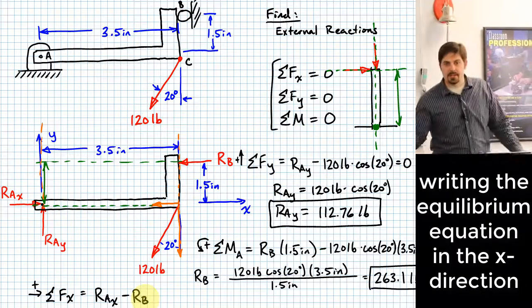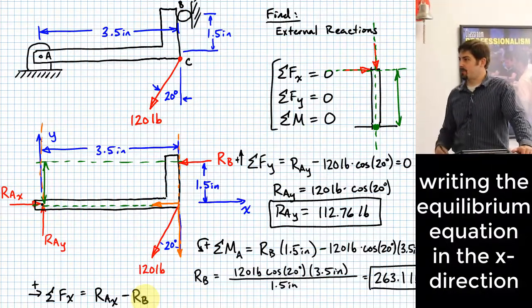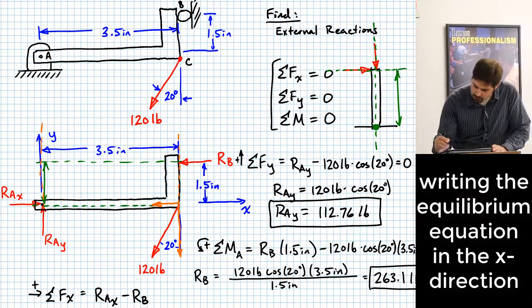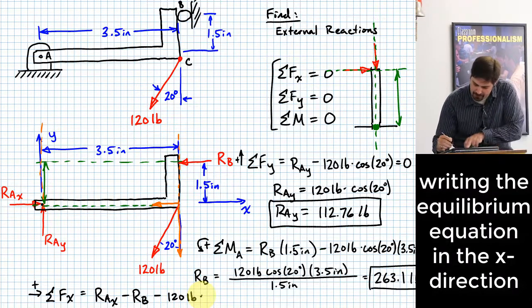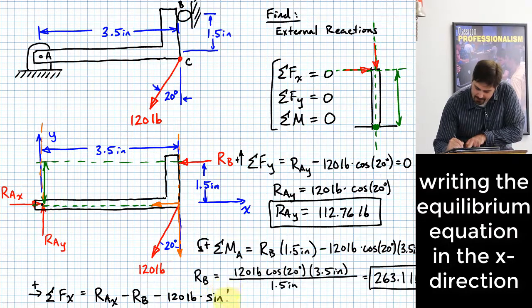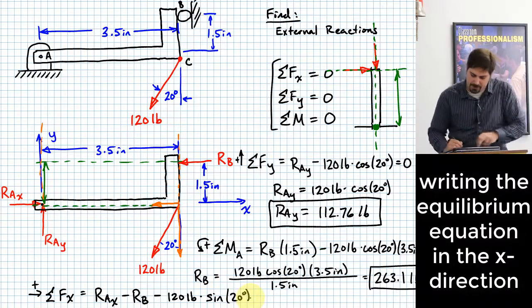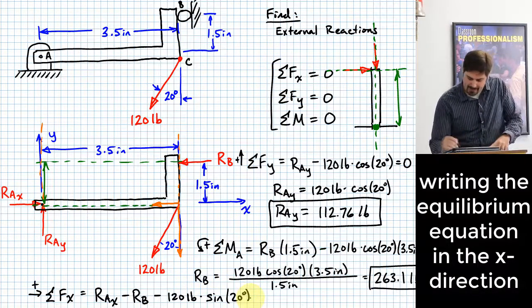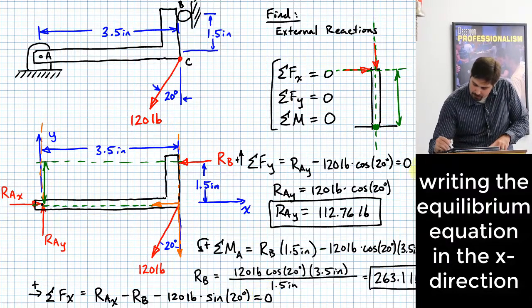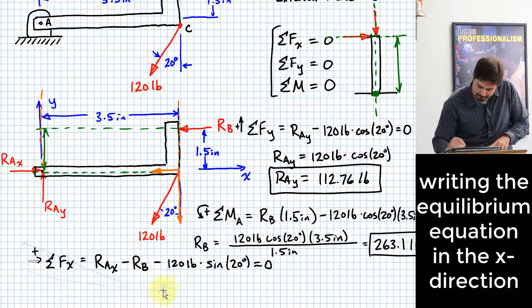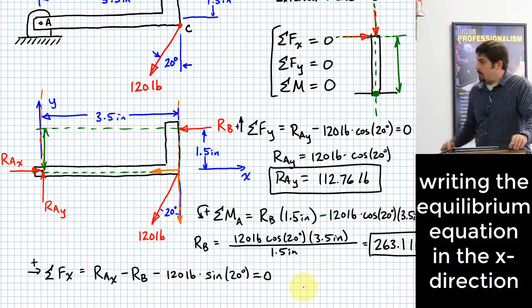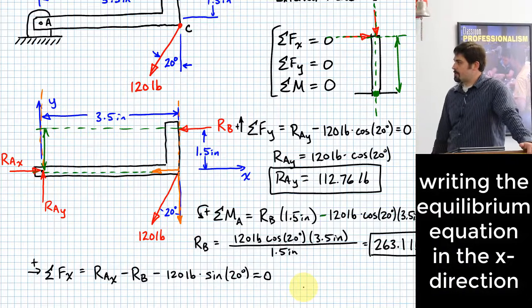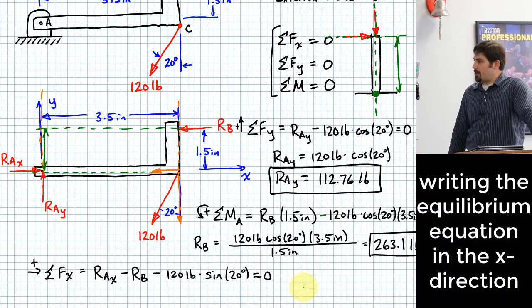I do need the x component of the 120-pound force, right? So I need to put that on there as well. Should it be positive or negative? Negative 120 pounds times what? The sine of 20 degrees. Okay, and I think that takes care of all of my force components in the horizontal direction. So what do I do?